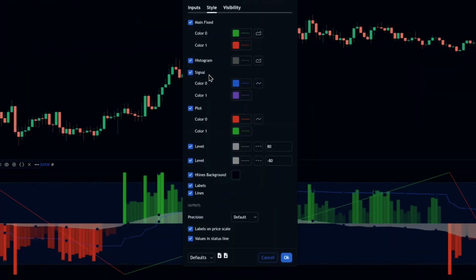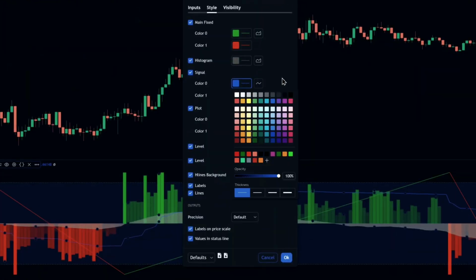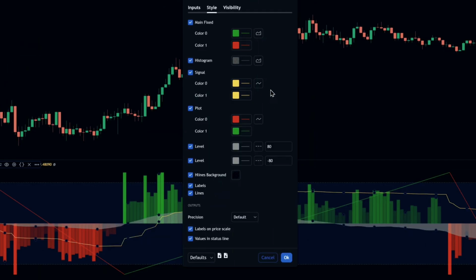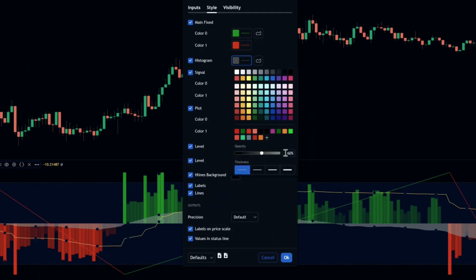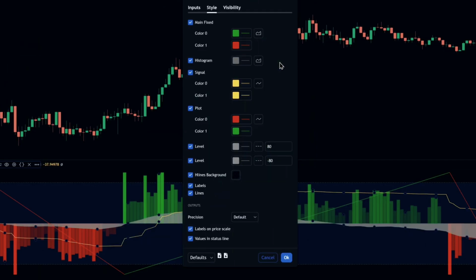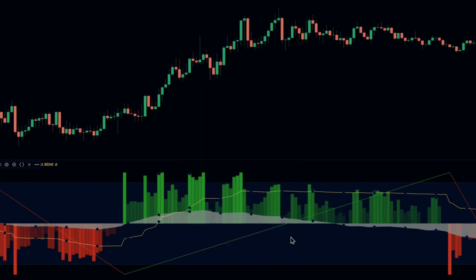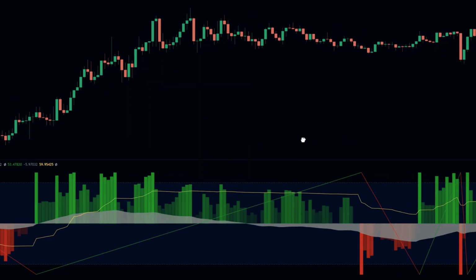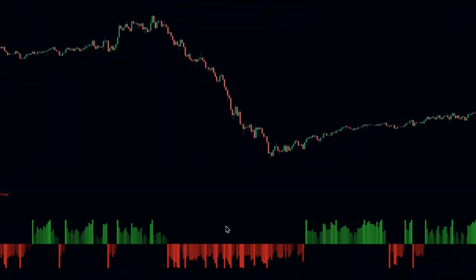On the Style tab, change the signal line color to yellow for both colors. Then increase the opacity for the histogram to 80%. Disable the labels option, and then click OK. So we can explore what this indicator is made of.